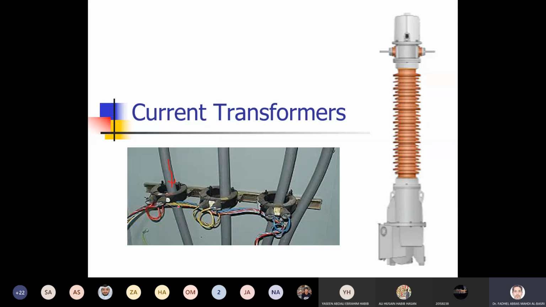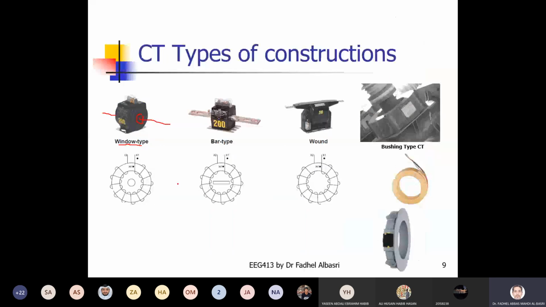This is phase 1, this is phase 2, phase 3, and this is, say, the neutral. And the secondary is taken from here. This is the secondary output of the CT. So this is called a window type. The window type has only a secondary winding wound on a core. This is the core.